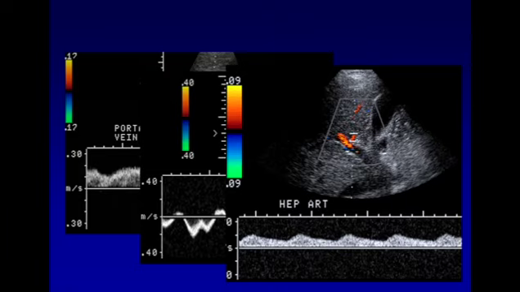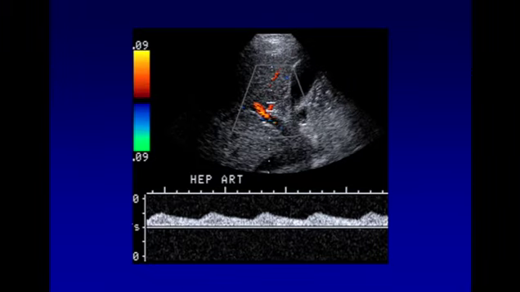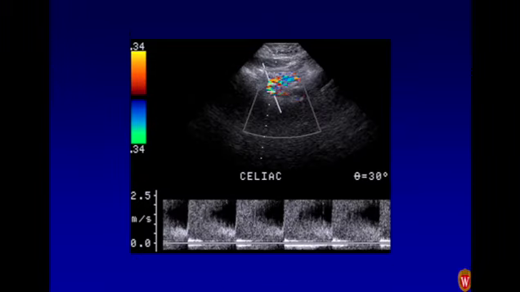What do you think of that tracing? Is that a normal tracing? It's actually not. This is a tardus parvus waveform. Where's the systolic peak? It's flat and it's elongated, right? So from having a perfectly normal study, all of a sudden, we've got something going on here. And then when we looked at the celiac artery, almost over 2.5 meters per second velocity.